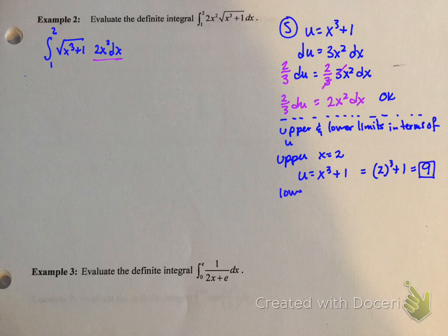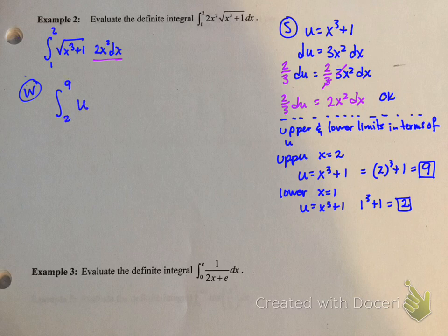Lower limit, x equals 1. So remember, u equals x cubed plus 1. So I have 1 cubed plus 1, and that equals 2. Okay, so now it's time to rewrite. I'm going to write this out. It's going to be the integration where my lower limit is now 2 and my upper limit is 9. And now I'm going to write this as u to the 1/2 power, and then I have to multiply that by 2/3 du.